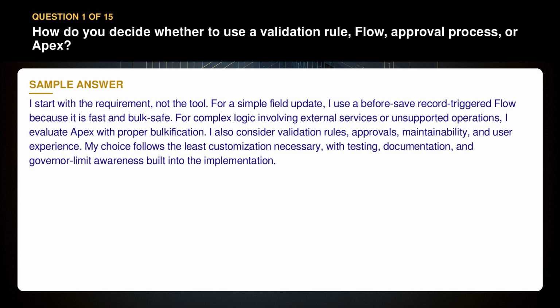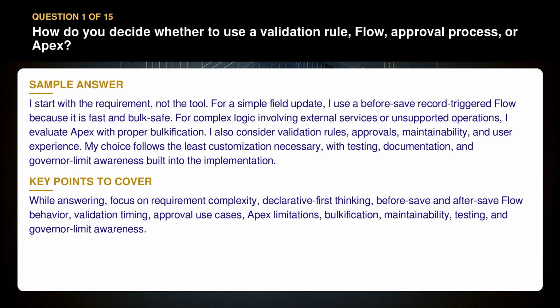I also consider validation rules, approvals, maintainability, and user experience. My choice follows the least customization necessary, with testing, documentation, and governor limit awareness built into the implementation. While answering, focus on requirement complexity, declarative first thinking, before save and after save flow behavior, validation timing, approval use cases, Apex limitations, bulkification, maintainability, testing, and governor limit awareness.